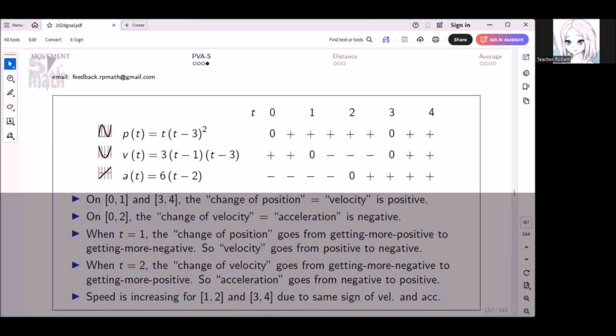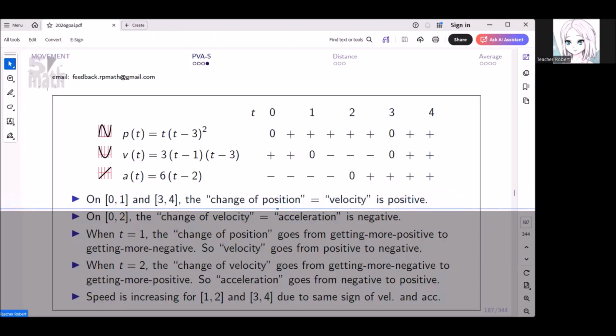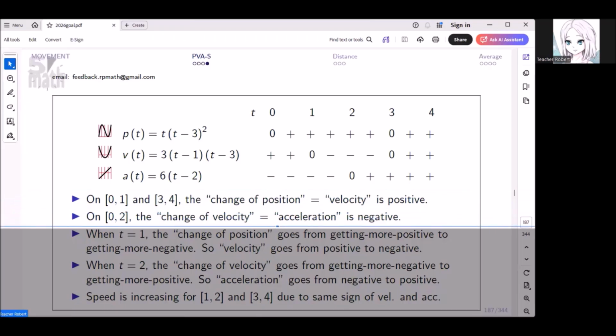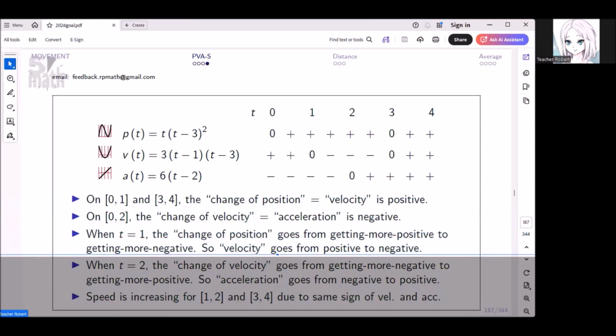p of t, v of t, a of t. On 0 to 1 and 3 to 4, the change of position, which is velocity, is positive. On 0 to 2, the change of velocity, which is acceleration, is negative. When t equals 1, the change of position goes from getting more positive to getting more negative, so velocity goes from positive to negative.